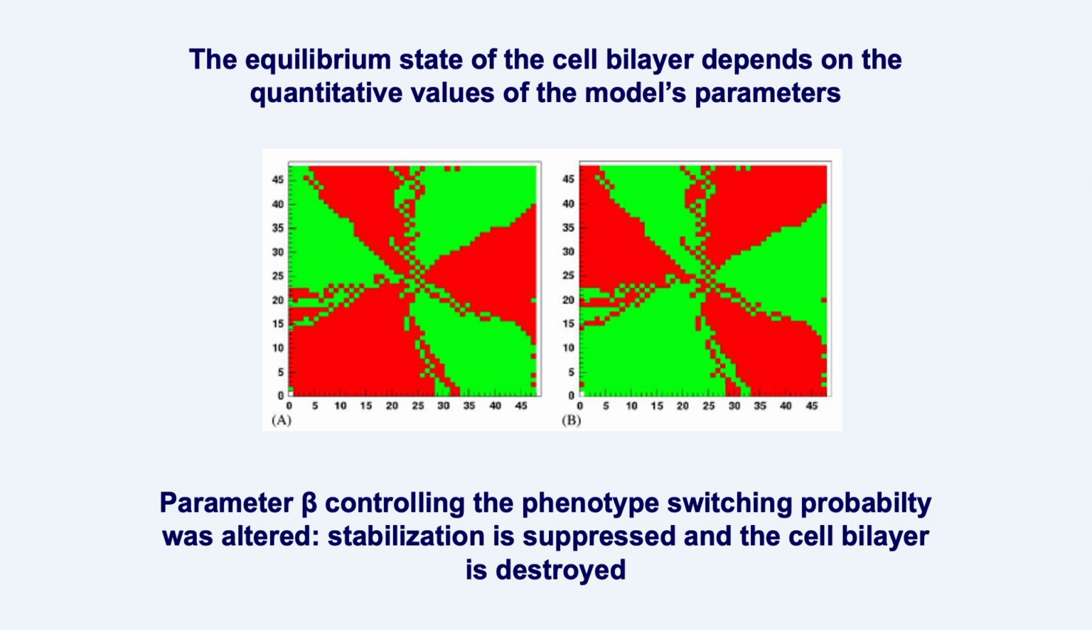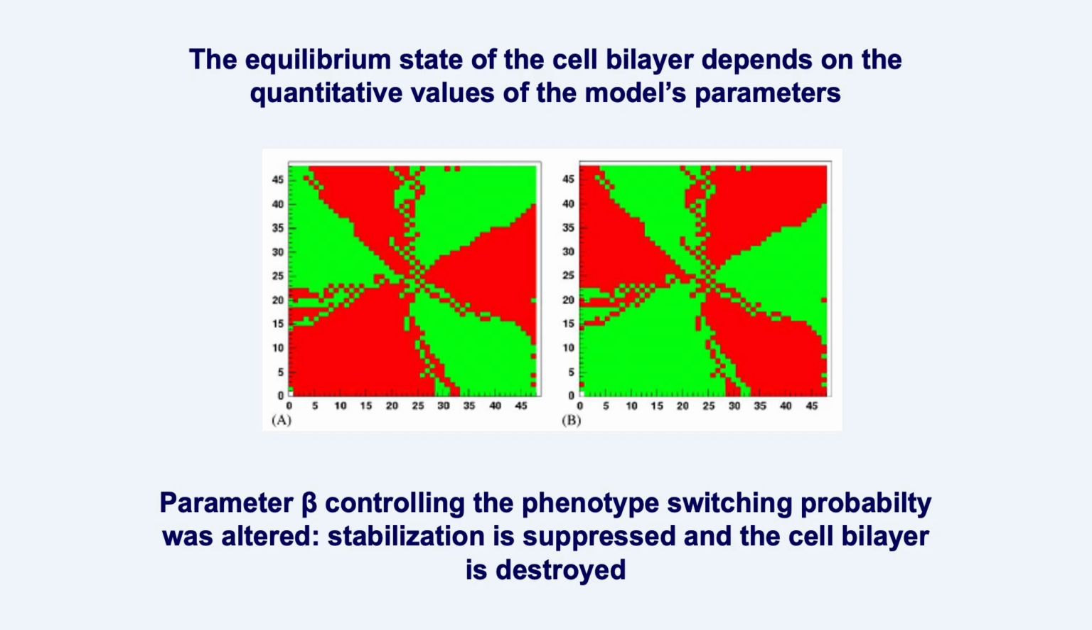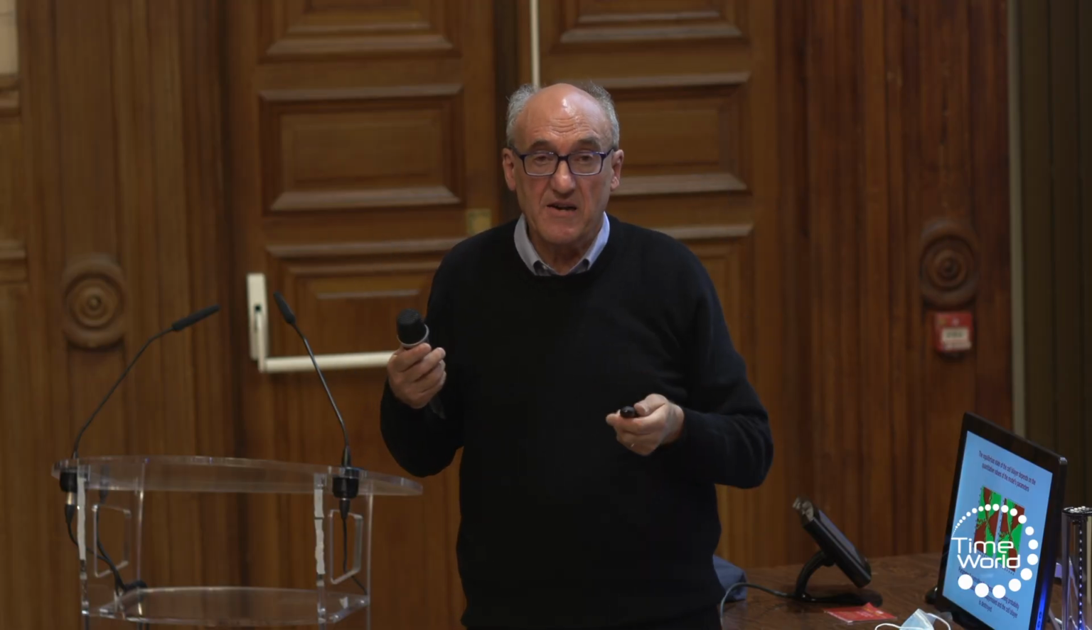This equilibrium state obviously depends on the quantitative values of the model parameters. This can be easily shown by changing one by one the values of these parameters. In this example shown on the slide, we altered the value of a parameter, beta, which controls the switching probability of cells. As can be seen, cell stabilization was destroyed. The cell bilayer was destroyed, with cells proliferating indefinitely and invading the whole matrix.